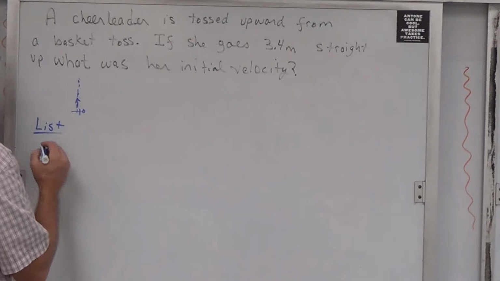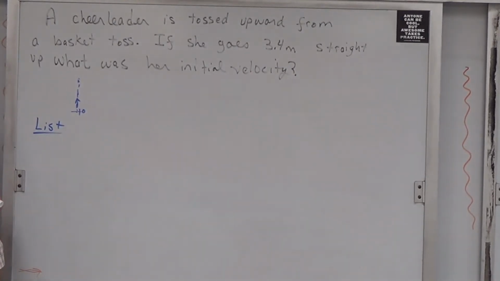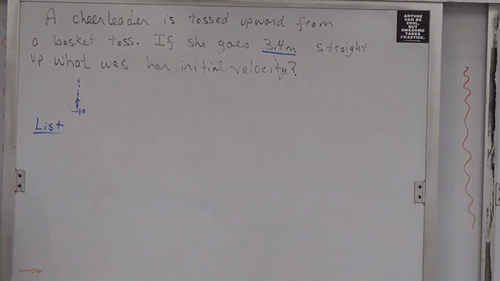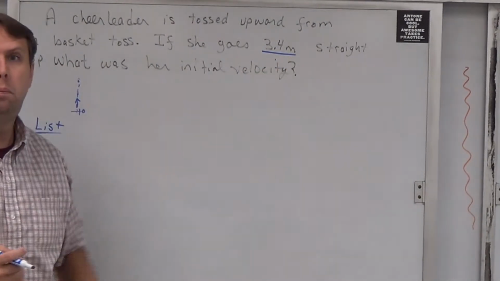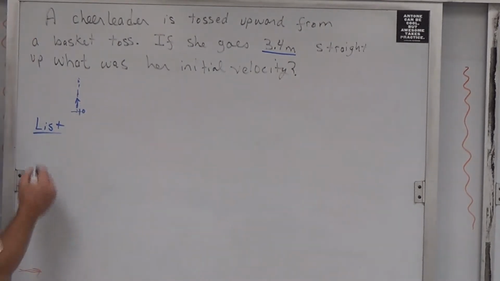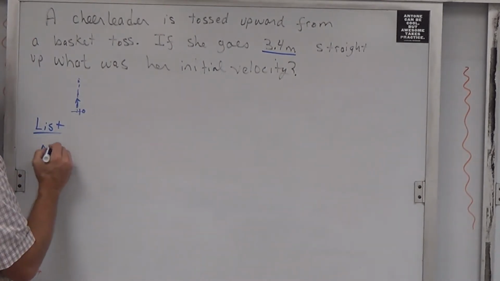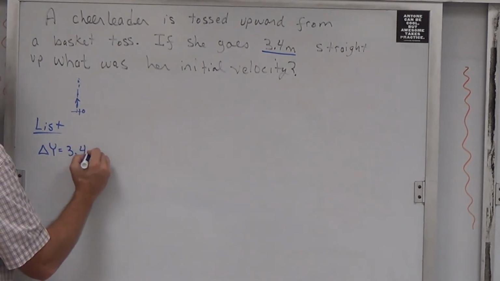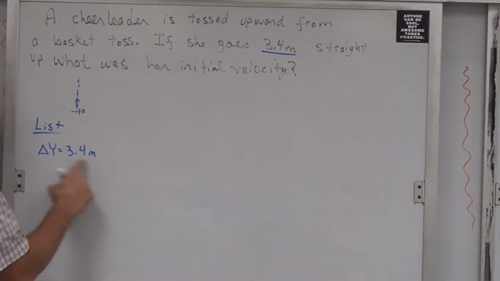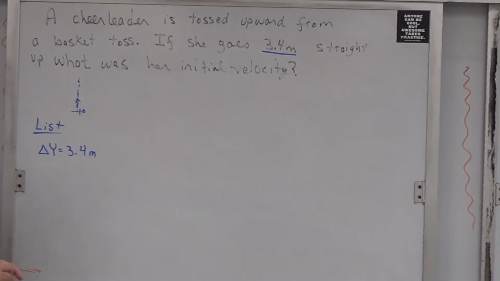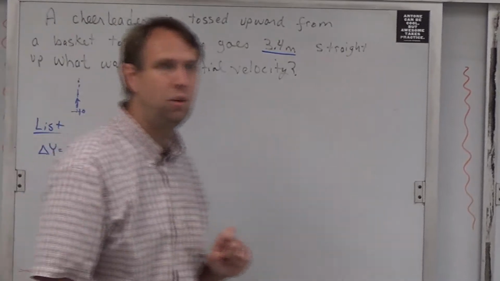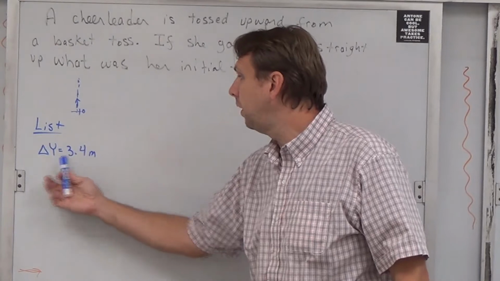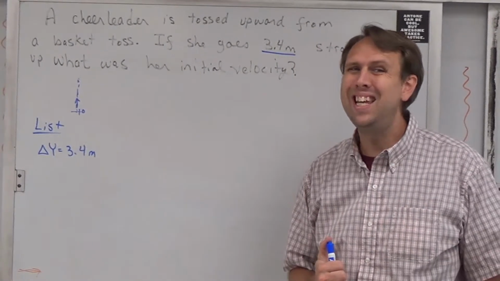The list, well, what do we know? What can we put in here? If she goes 3.4 meters straight up, what is that? The unit might be a big clue, meters. Meters is the unit for displacement, so delta y equals 3.4 meters. That is a displacement vertically, how far she goes. For displacement, we can sometimes use delta x if it's a horizontal displacement. You will also see displacement sometimes written as a d.